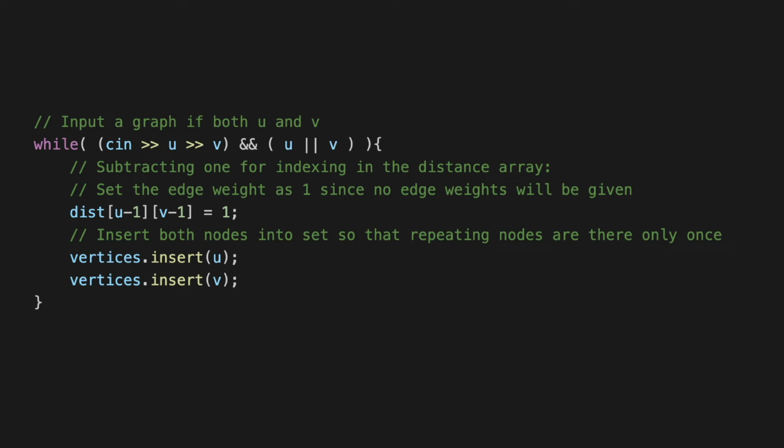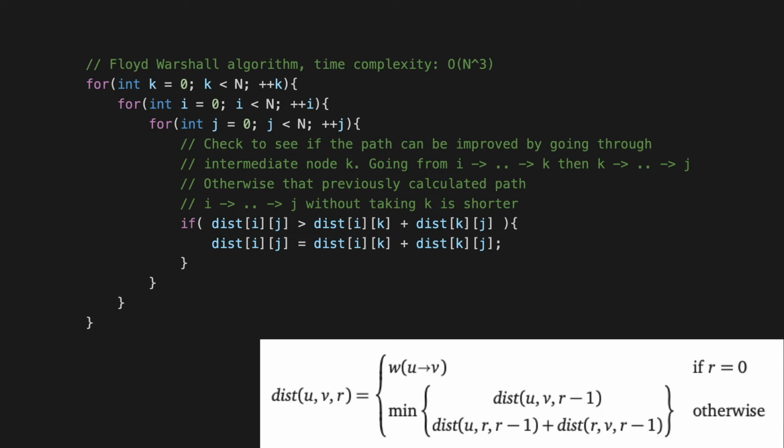So now that we have the initial distances that are just given by the direct edges, remember that we have already implicitly carried out the base case for the Floyd-Warshall algorithm. That's the r equal to 0 case. That's already done by simply reading in the values coming from the input for the information about the edges.